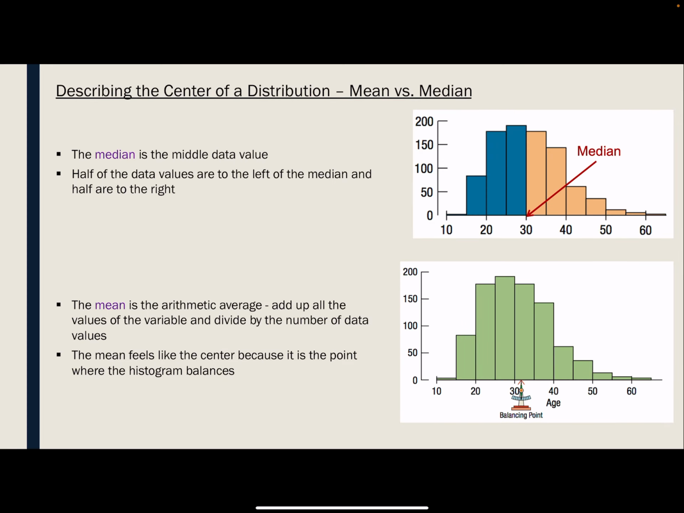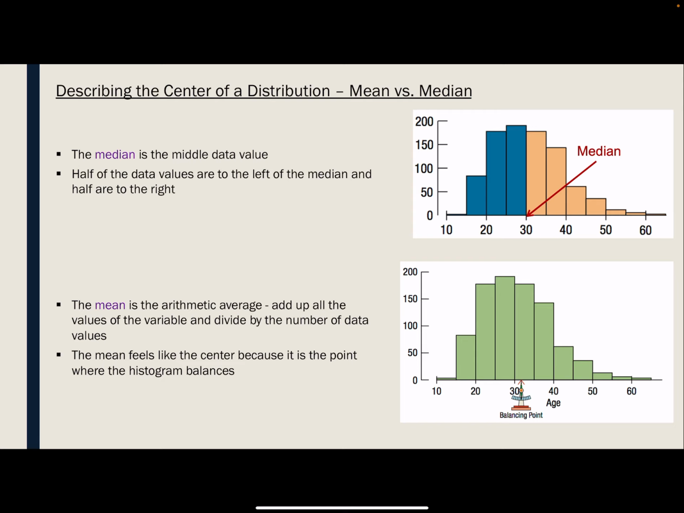So let's start off by talking about the center of a distribution. We have the choice between two measurements, the median and the mean. The median is the middle data value. So half the values are below the median and half the values are above the median. So it is directly in the center based on how many values there are. The mean, on the other hand, is the average. We add up all the values and divide by the number of individuals. The mean feels like the center because it's the point at which the histogram is balanced.